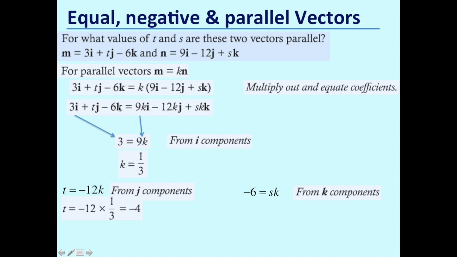Similarly, if we're looking at k, negative 6 must be equal to s times small k. So therefore, we know that k is a third, so we can solve for s by dividing negative 6 by a third and getting negative 18.